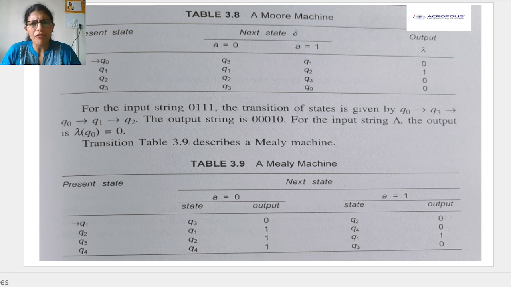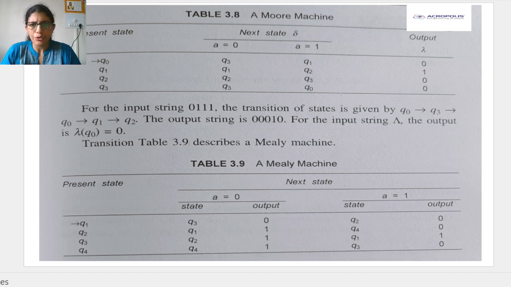Whether our input alphabet is 0 or 1, the state is Q3 or Q1. But in Moore machine we have the condition that the output depends only on the present state. That's why when we have the present state Q0, we will get the output 0. In the same way, when our present state is Q1, on input alphabet 0 we will stay in Q1, and on input alphabet 1 we will go to Q2 and the output will be 1.